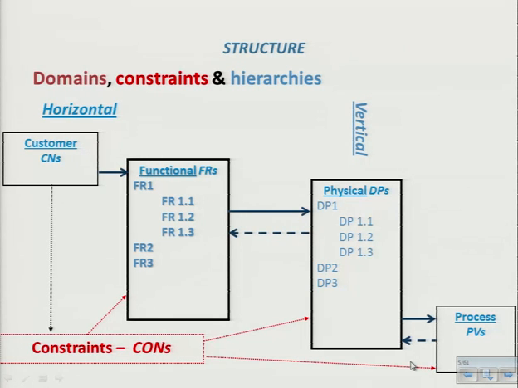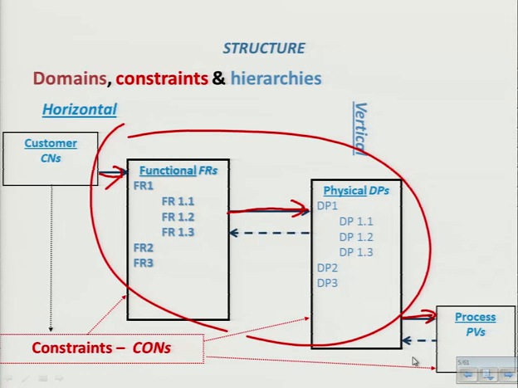All right, so we talked in the first lecture about domains, and now we're going to stress a little bit more on hierarchies and how these things work. We talked about the mapping that we have from FRs to DPs, and we also started with the customer needs. How do we get to the FR? And then we talked a little bit about going to the processes, but for today we're going to be emphasizing this middle part right here, FRs to DPs.